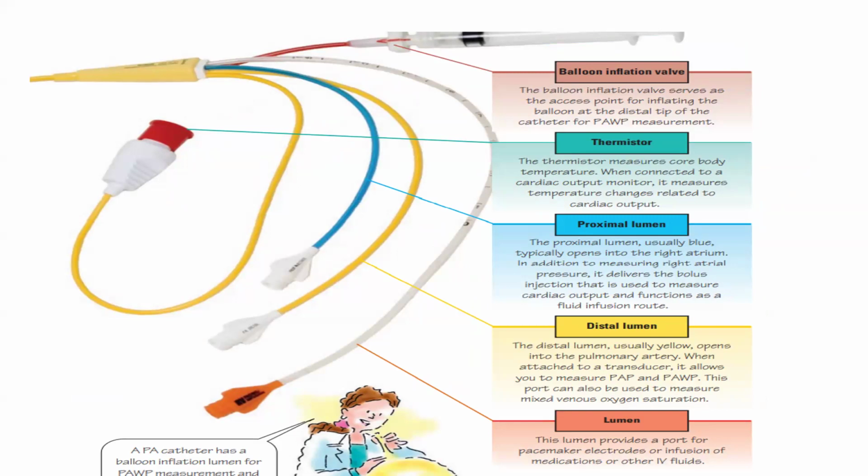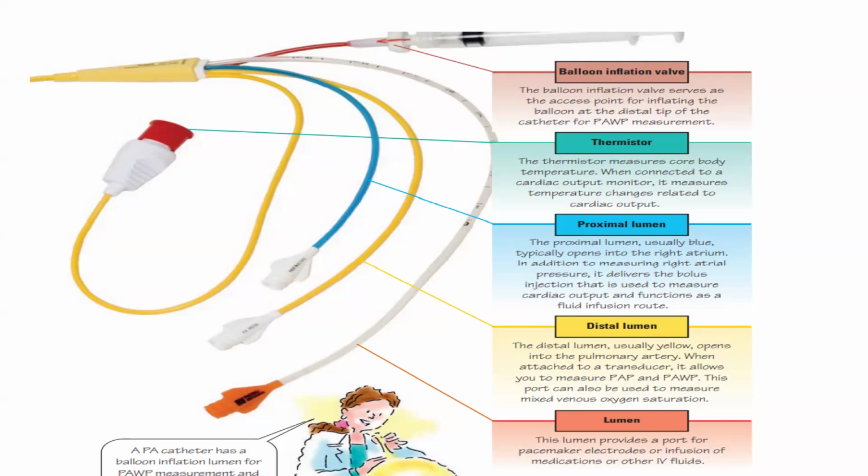Then next is the thermistor. The thermistor measures the core body temperature when connected to the cardiac output monitor. It also measures the temperature changes related to the cardiac output. The blue line is the proximal lumen. The proximal lumen, usually blue, typically opens into the right atrium. In addition to measuring right atrial pressure, it delivers the bolus injection that is used to measure the cardiac output and functions as the fluid infusion route.